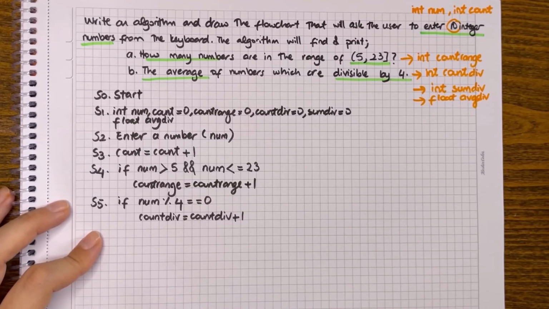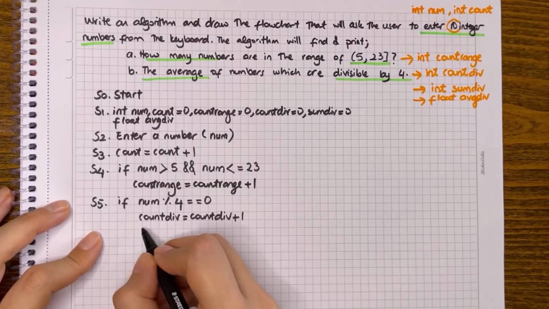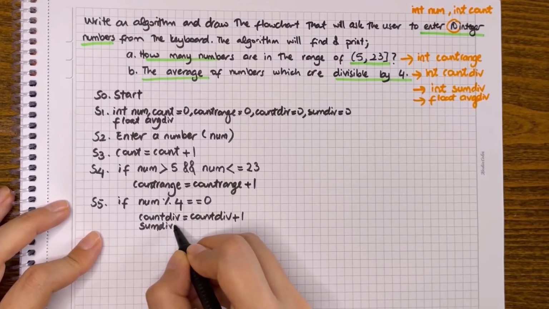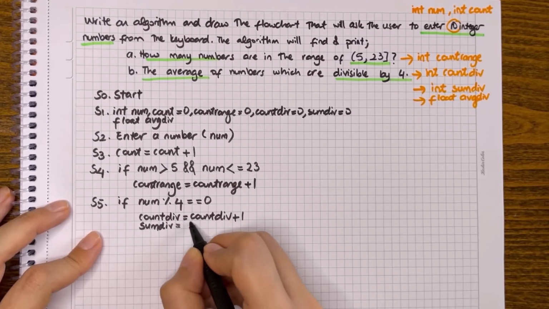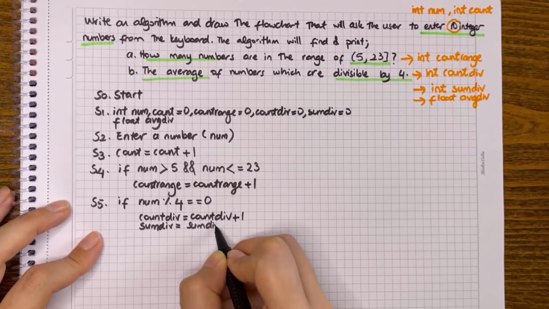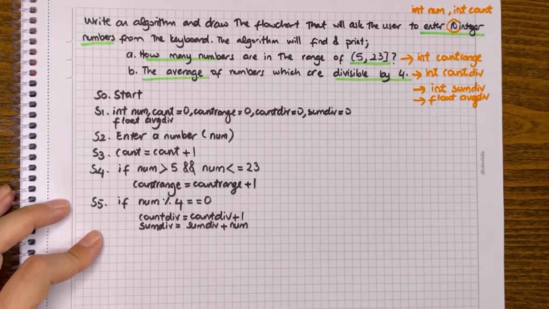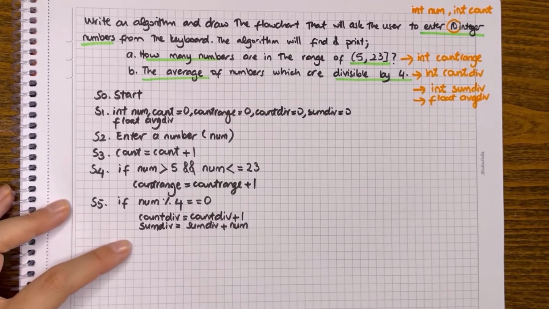And I need to calculate the summation. Summation division equals summation division plus your number. Okay. And after we finish this, we are ready to calculate the average.